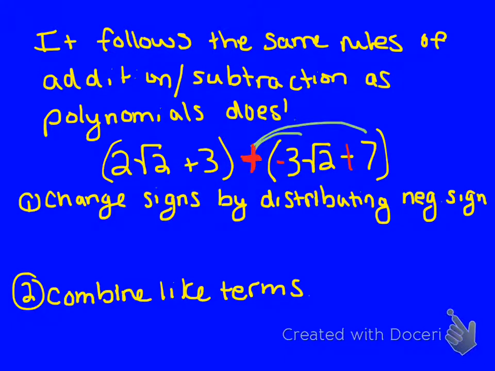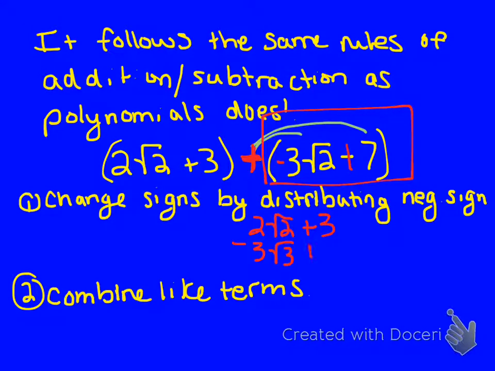So I'm going to be doing 2 square root 2 plus 3, and then I'm going to write my new terms underneath it for the like terms. So negative 3 square root 2 goes here, positive 7 goes here. So combining like terms would be negative 1 square root 2 plus 10. That's it. That's all there is to it.